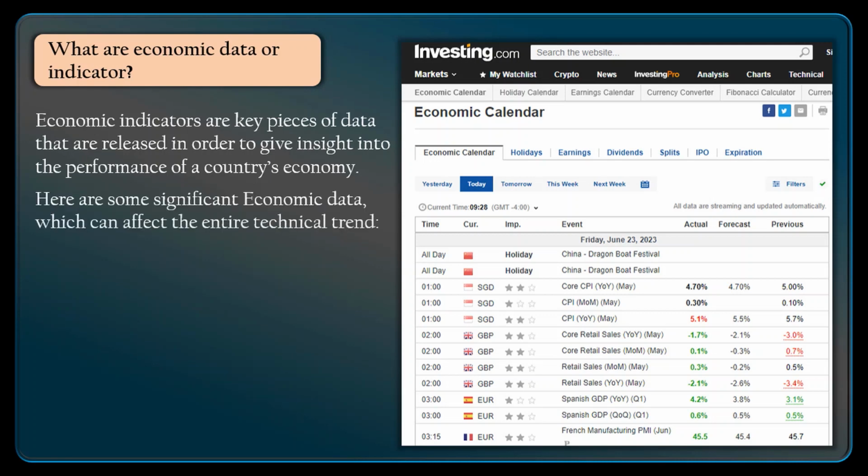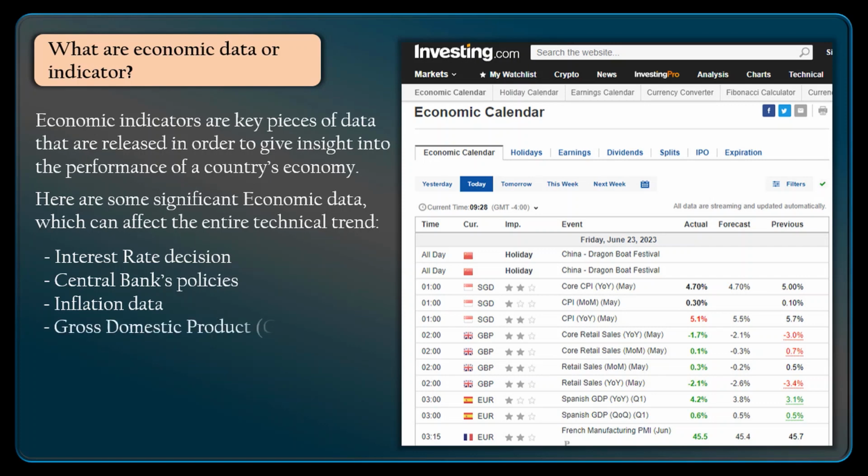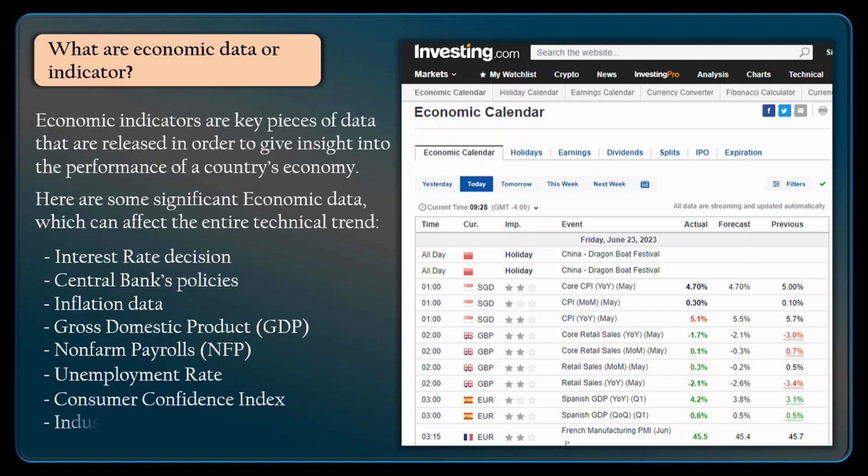Here are some significant economic data which can affect the entire technical trend. 1. Interest rate decision. 2. Central bank policies. 3. Inflation data. 4. Gross domestic product or GDP. Non-farm payroll or NFP. Unemployment rate. Consumer confidence index. Industrial production index. So these are some of the most important fundamental data or economic indicators.